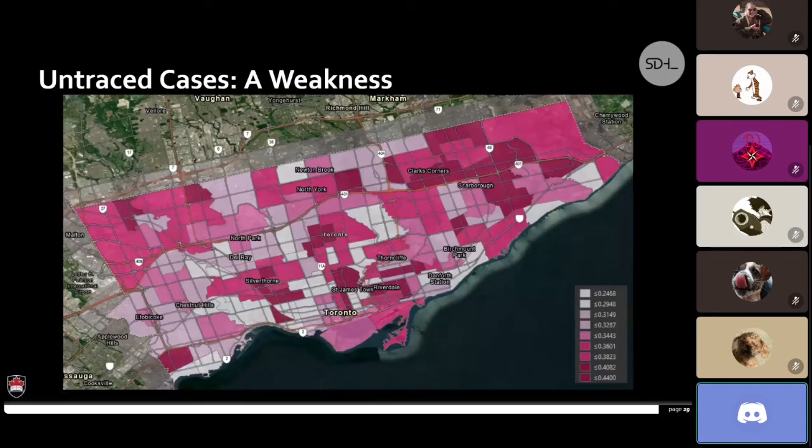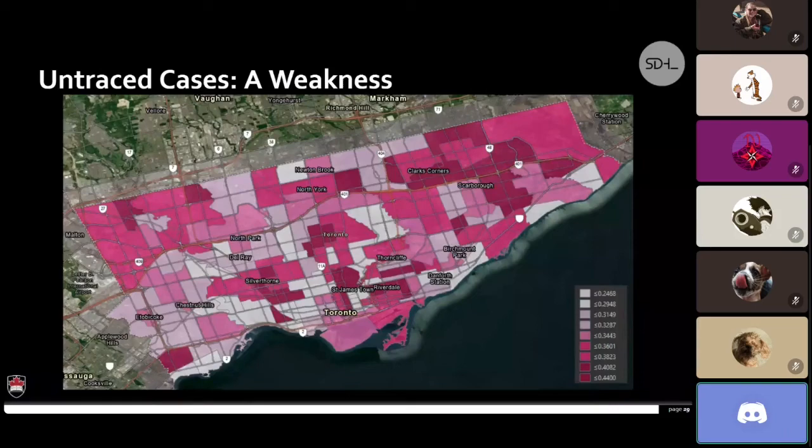So this map shows the proportion of cases in those neighborhoods that just have not been traced by the public health unit. These are the cases that have absolutely no information associated with them. And you can kind of see there's clusters that are forming, especially in these more marginalized areas of the city of Etobicoke and of Scarborough. And that presents a serious challenge because if there's biases in your data, then obviously your results are going to carry those biases as well.